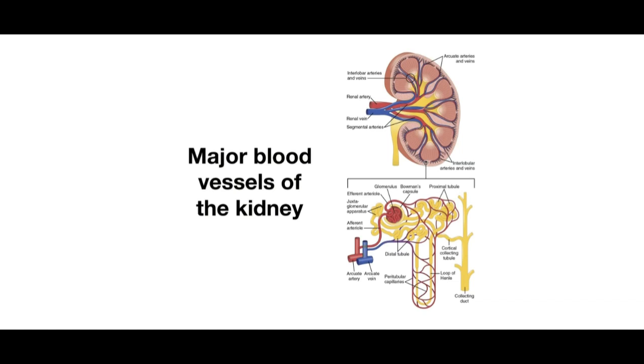So we have an afferent arteriole, which is on the bottom there, and then we have that leading into the glomerulus. Your glomerulus is just capillaries. That's all it is. It's called the glomerulus, but they're glomerular capillaries. It's just the capillary bed that's all twisted up inside of Bowman's capsule.